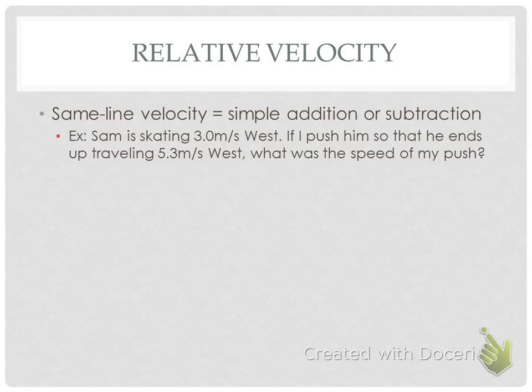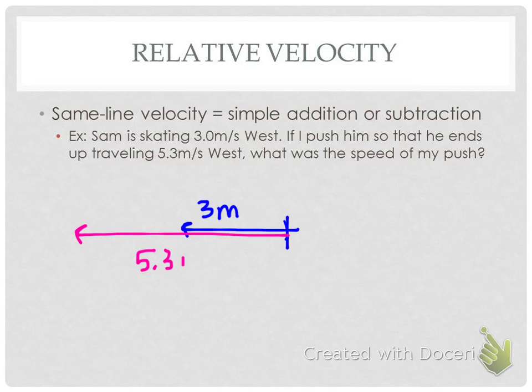This is really simple, just vector addition. So here's Sam, he's going 3 meters per second west. I'll draw my resultant vector in a different color here. The resultant vector always goes from the origin to the tip of the last vector, so my resultant is 5.3 meters per second west. Sorry, that 3 should be meters per second.